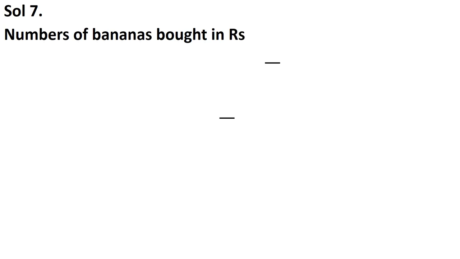Now see the next question. This is question number 7. Number of bananas bought in rupees 60, that is 4 dozen, because we have to find out number of bananas. So number of bananas we will keep on the right hand side. Bananas purchased for rupees 60, this also you can write down: 4 dozen. In a dozen we have 12, so it is 4 multiplied by 12, which is equal to 48.